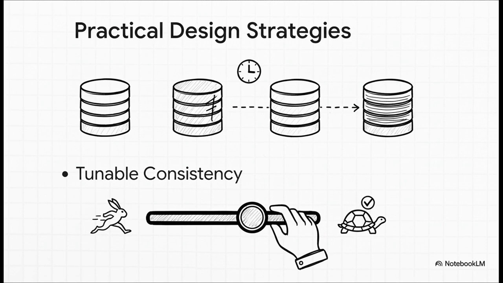Think about the like count on a social media post. It doesn't need to be perfectly accurate for everyone on the planet in the exact same millisecond. Other systems even let developers tune the consistency, demanding perfect accuracy for something important, like a password change, but being more relaxed for, say, updating a profile picture.